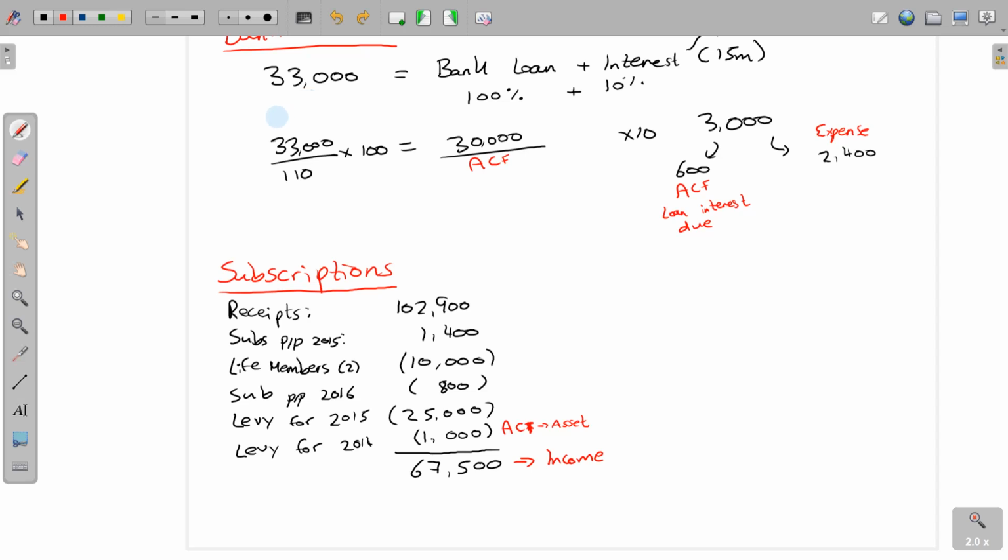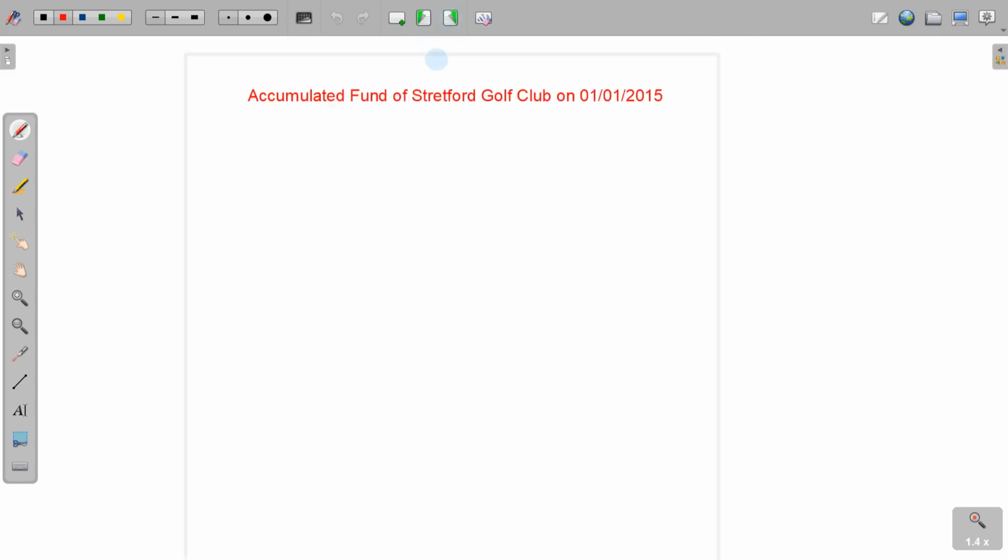Now we should have everything we need for our accumulated fund. So I'm just going to jump straight into the accumulated fund, and then we'll finish off the rest of the adjustments to do the income and expenditure. So here's the accumulated fund. We essentially just have a list of assets, a list of liabilities, and then get the total accumulated fund.